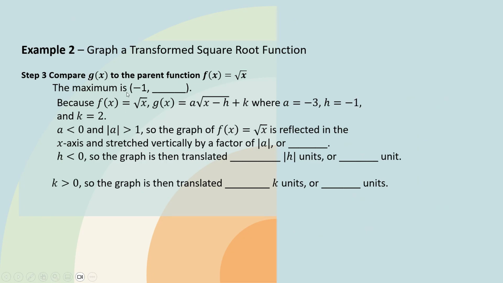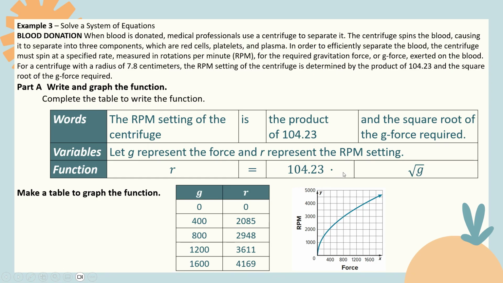And then comparing that, our starting point was (-1, 2). A was negative 3, H was negative 1, and K was 2. So it was vertically stretched because the absolute value of A is 3. H was less than 0, so we translated left 1 unit, and K was greater than 0, so it was translated up 2 units.